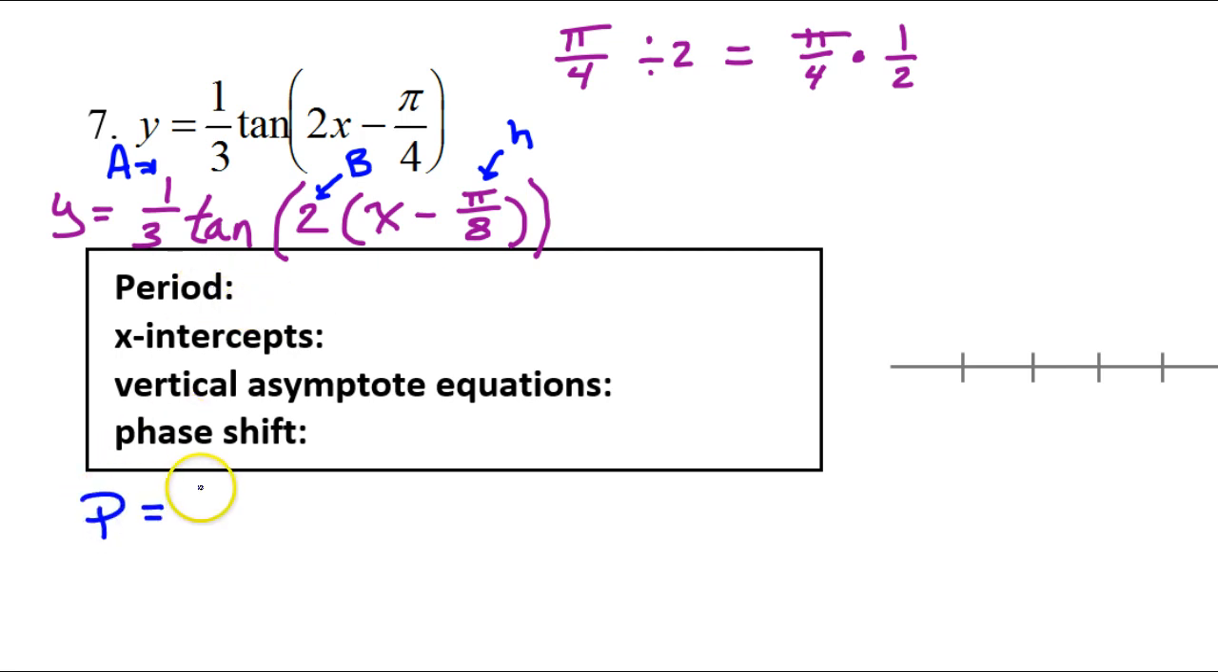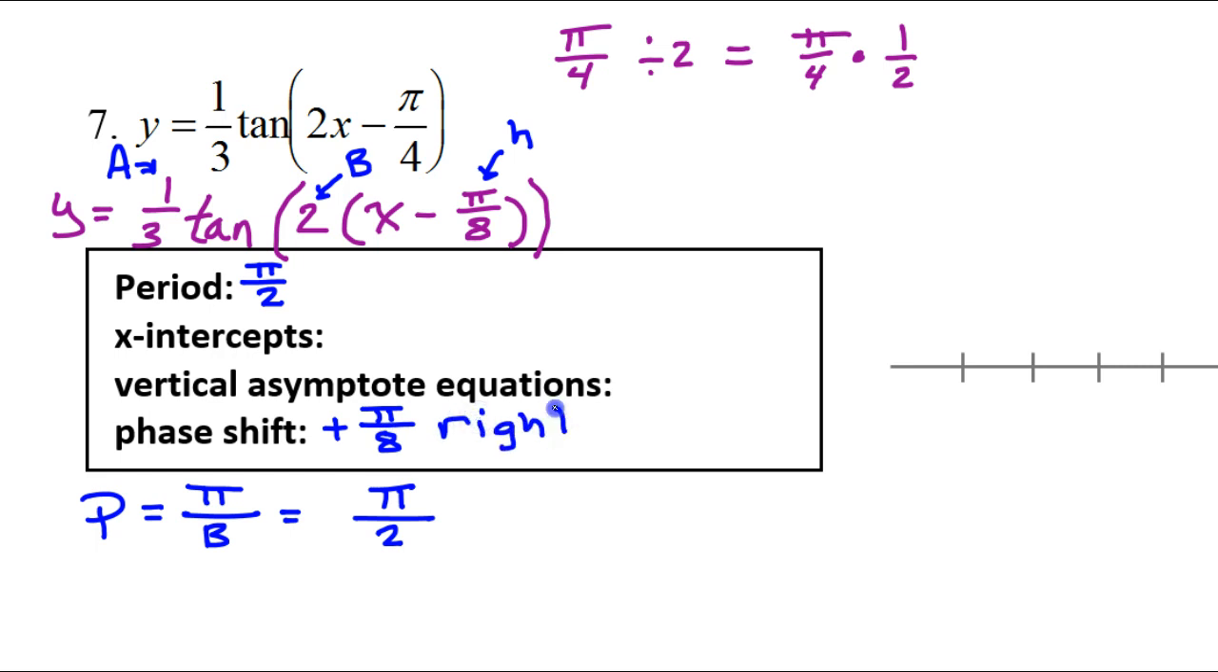First, the period. The period is always the normal period of a function divided by the b value. In this case, that's pi divided by 2, so pi over 2 is the period. We will deal with the x-intercepts and the vertical asymptotes at the end, after we do the graph. The phase shift is the h value, but it's the opposite of what it looks like here. Since I see minus pi over 8, the phase shift is actually positive pi over 8 to the right. That's a little redundant, but I want to emphasize what's happening: positive pi over 8 to the right.